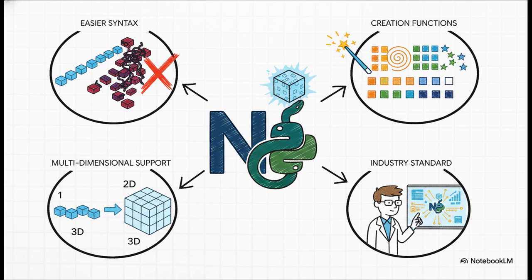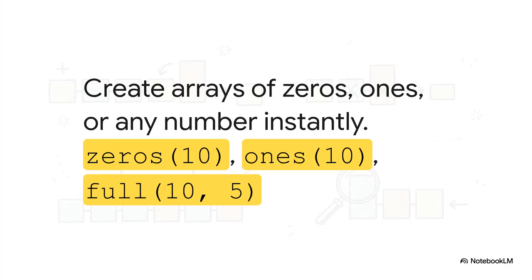And this is the big one. It handles multidimensional data beautifully. We're talking grids, cubes, you name it. It also has these amazing shortcut functions. I mean, check this out. Need an array of 10 zeros? Just type zeros, 10. Boom. An array of 10 fives? Full 10 5. It saves so much time and makes your code way easier to read.